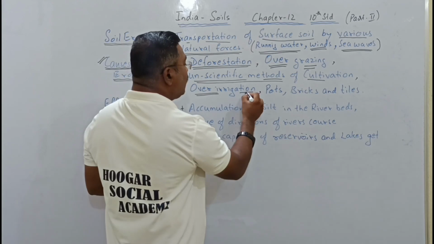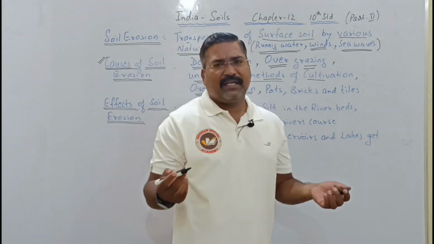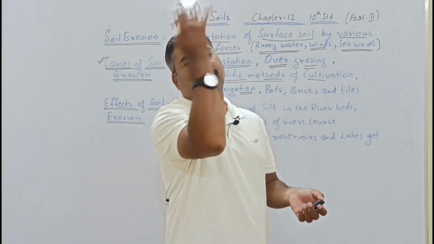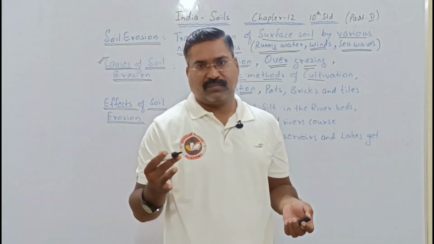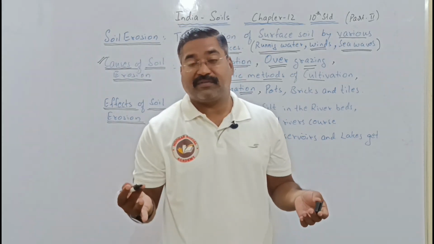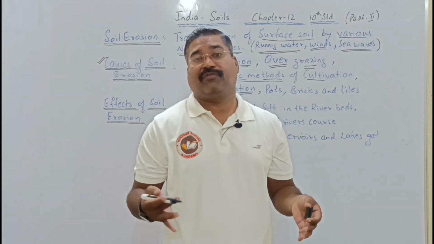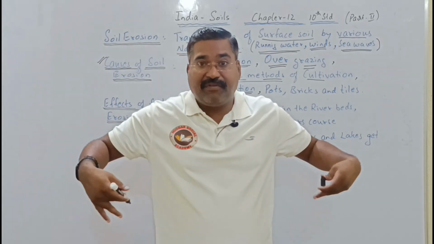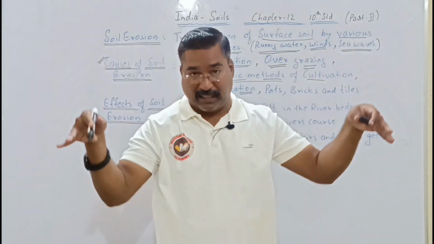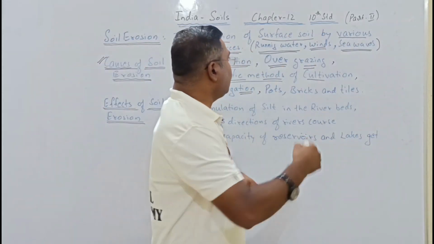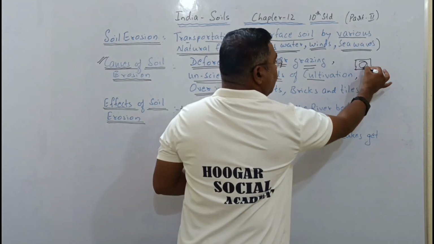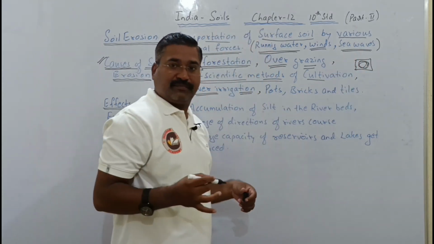Another cause is over irrigation. Over irrigation is nothing but when an excess amount of water is let out, the soil will again move with the water. If you have visited agricultural land, you might have seen that every farmer creates a bund. This bund helps the soil remain in the area itself.